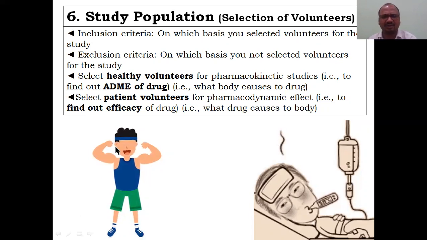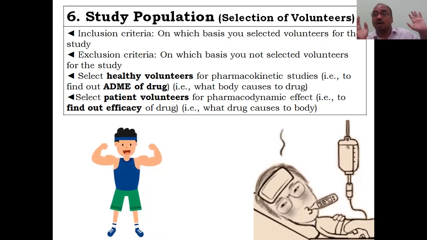If you select patients as volunteers, it is for the pharmacodynamic effect. For pharmacodynamics you can select these persons, because to find out efficacy, for example whether the drug is antipyretic or not, you have to select persons suffering from fever. So you call all the patients and take care of them. You tell them, you are suffering from such and such a fever, I have developed a new drug, I am giving a trial on you, please cooperate. For that you have to do research and get a consent letter from the patient.